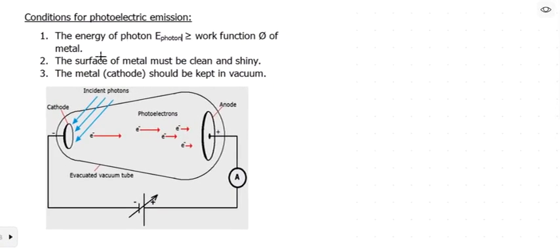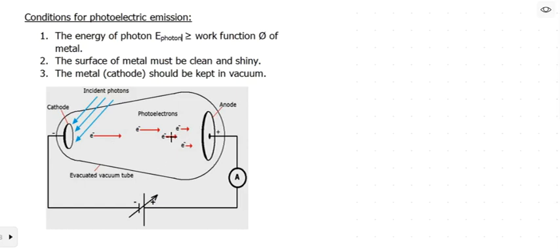This experiment has conditions. We need the energy of the photon to be greater than or equal to the work function. We will discuss this in detail in the next step; now you can't understand it. The metal used should be clean and shiny. I'm lighting on the cathode, so this metal should be clean, shiny, and rich with electrons. And the metal should be kept in vacuum. So we put the cathode, and even the anode, in an evacuated glass tube, with a vacuum inside.